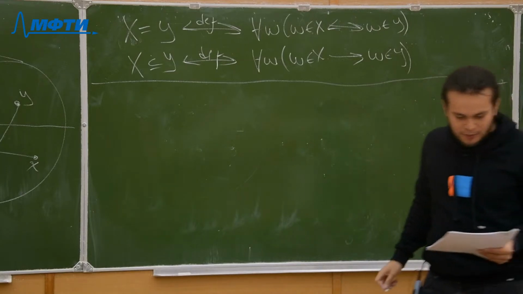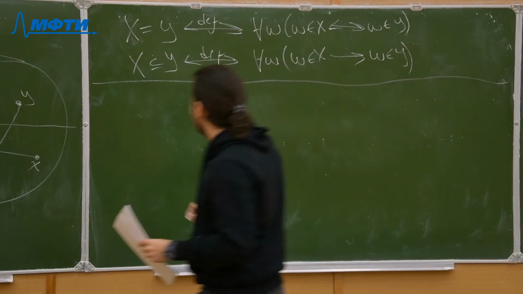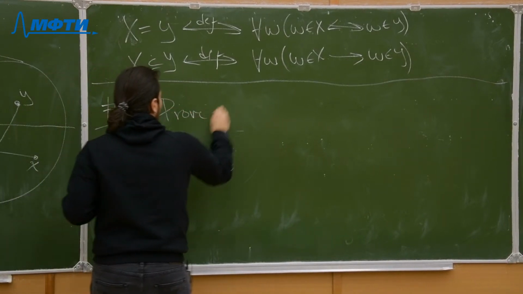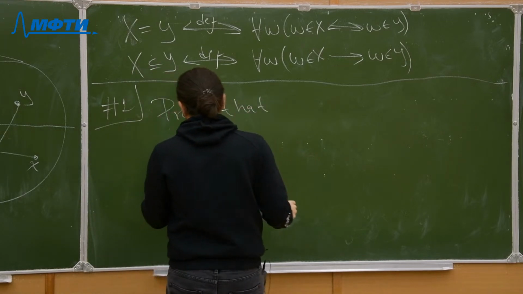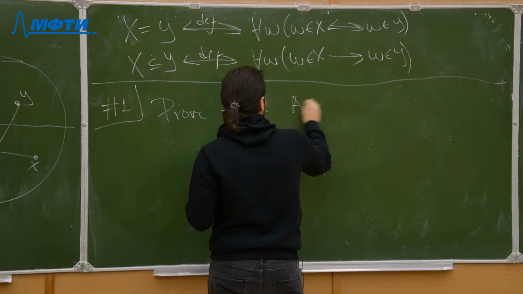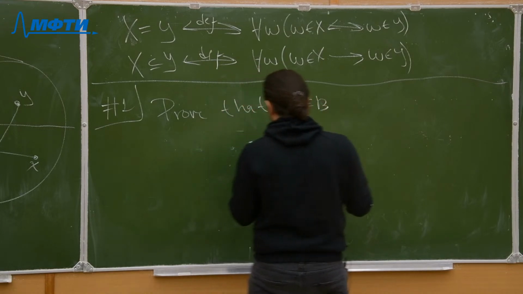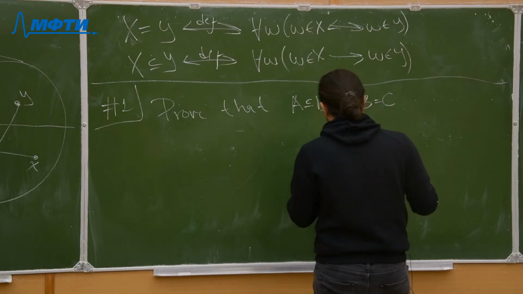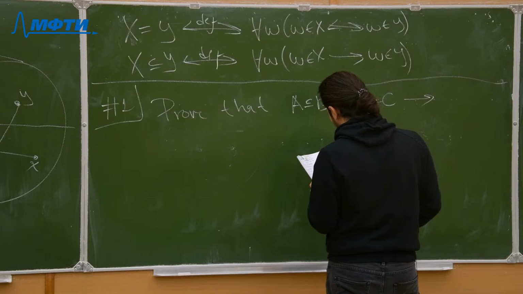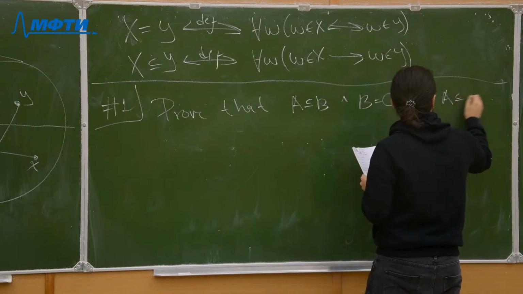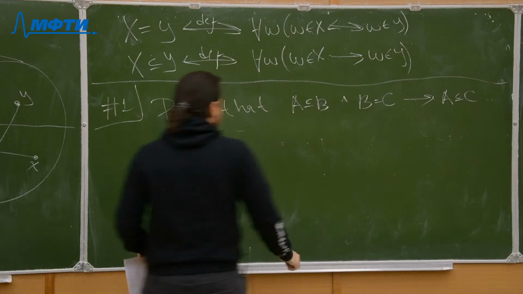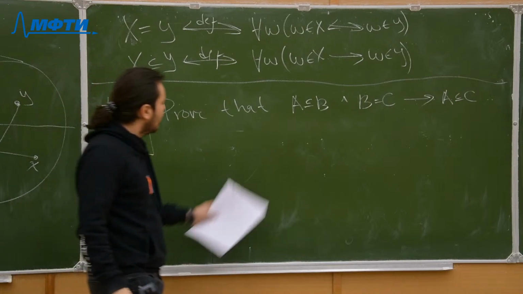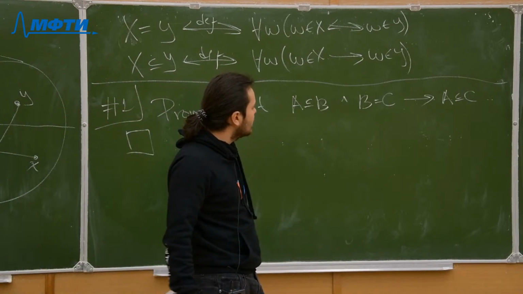Now, exercise number 1. Prove that if A is a subset of B, and B equals C, then A is a subset of C. So we have to prove this. A is a subset of B, B is equal to C, and then this holds.